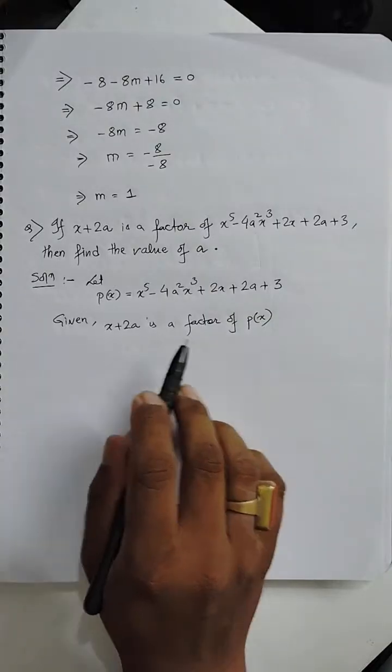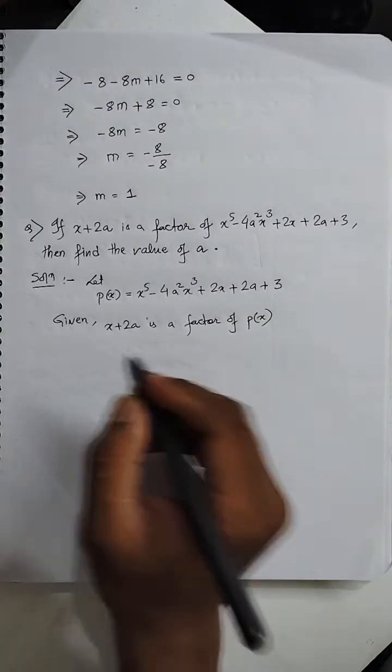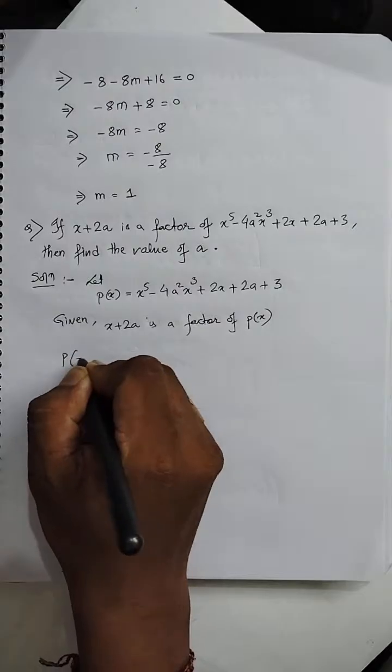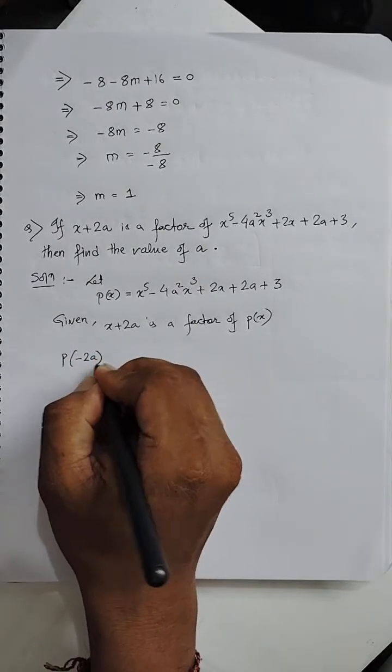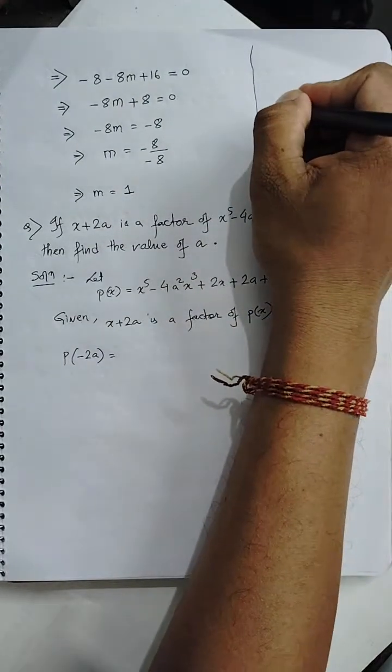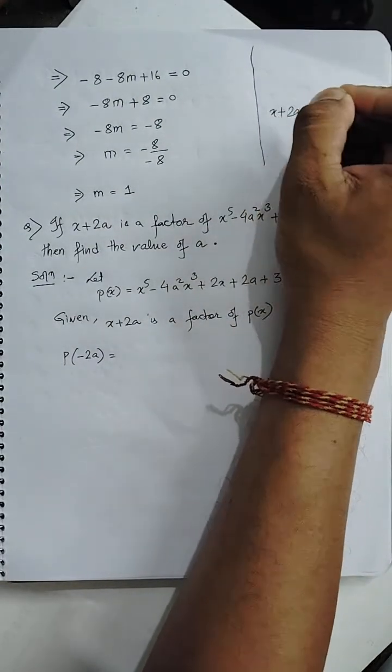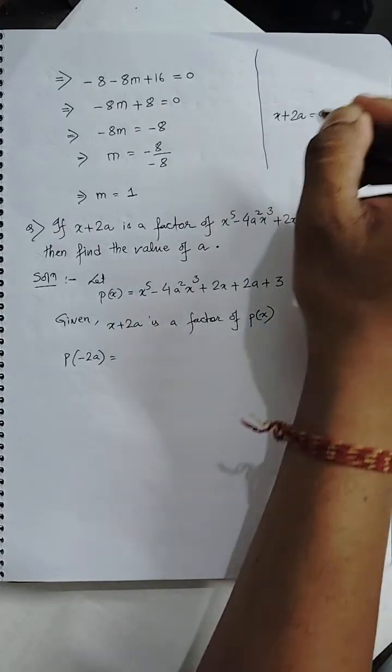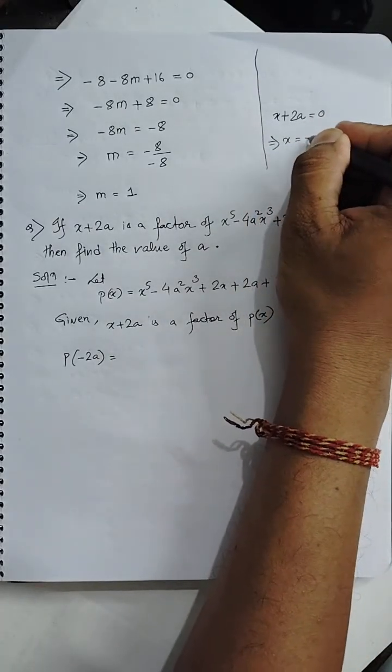Okay, so x plus 2a is a factor of p(x). That means this will be p(-2a). Okay, how? Let me show you once again. If we are finding the zero of this polynomial, x plus 2a is equal to 0, and x is equal to minus 2a.